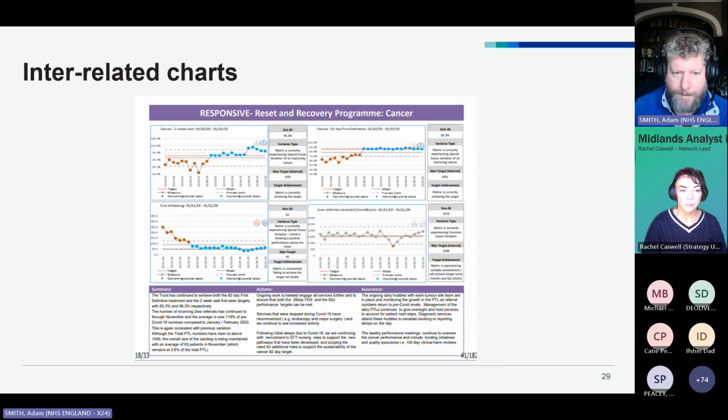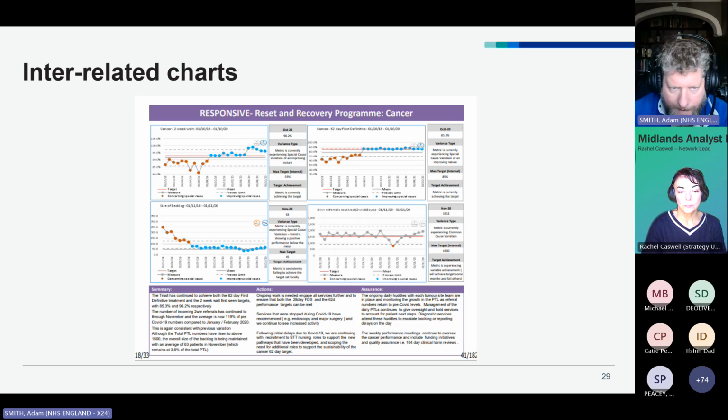Interrelated charts are another thing we like to see, particularly in IPRs, but this works for other reporting as well. So in this case, these are cancer metrics. I think I can't really see it very well. Yeah, cancer, it says at the top. So we've got different charts. So we've got 4 charts on cancer in here.